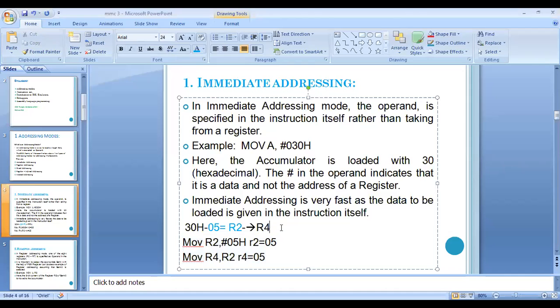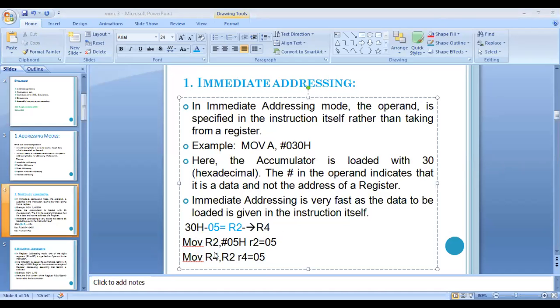Now see, now I will ask the same question. Assign the value 05 to R4 by using the direct addressing mode. Okay, so, okay, see, I will repeat once again. Some of the students told me to repeat.